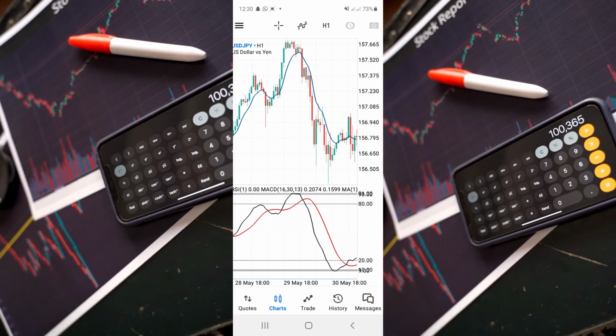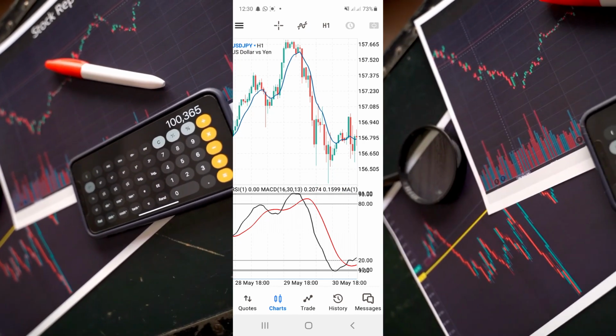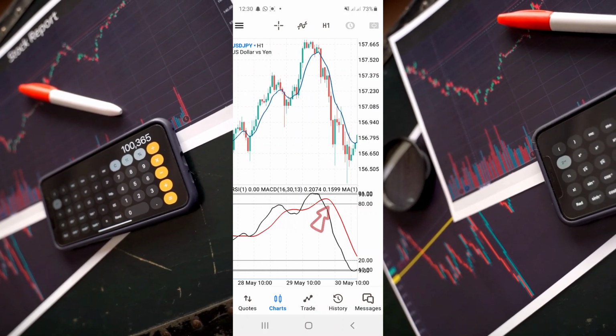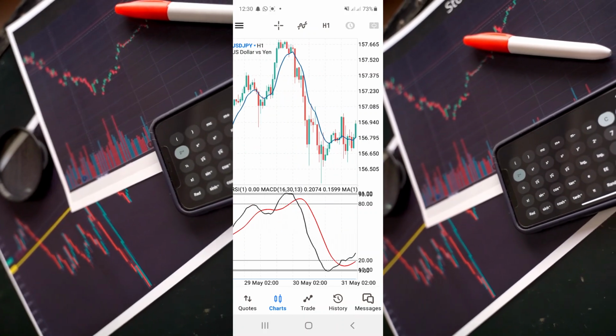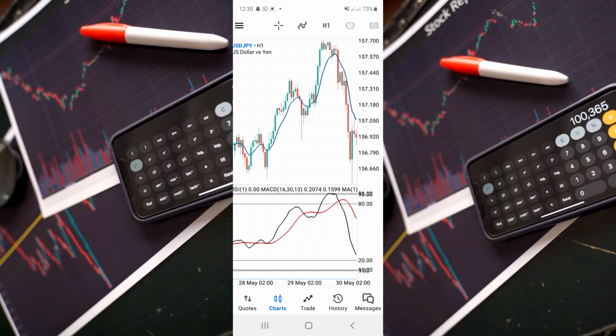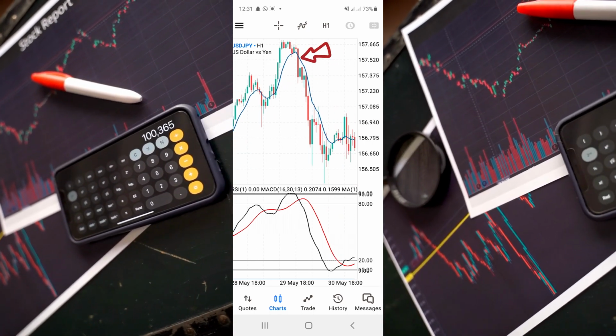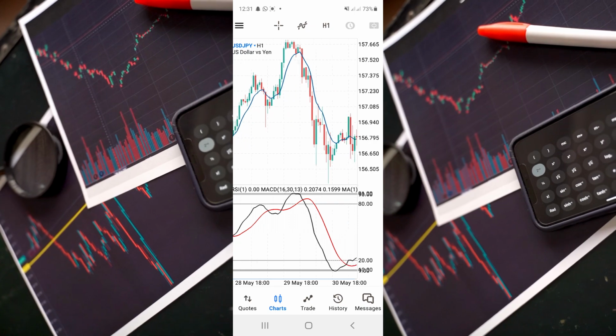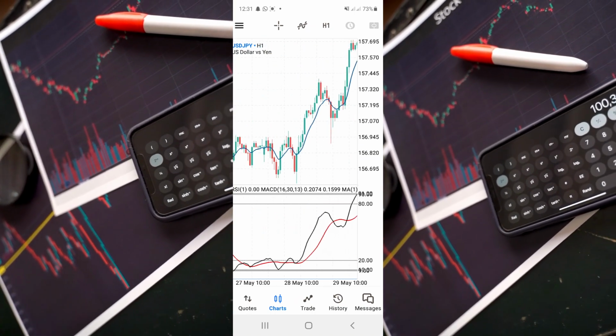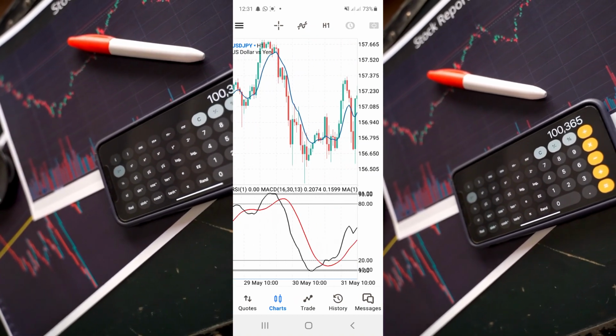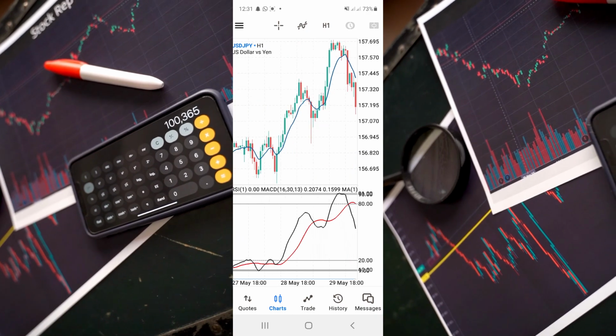Then the third condition is we wait for the black line to close below the 80 level, which happened right here. Then the fourth condition is we wait for prices to close below the T line, which happened right here, meaning all our 4 conditions have been met. Then we should move the chart around to see whether this level is solid. As you can see, the black line is not leaving the 90 level, meaning that zone is solid.